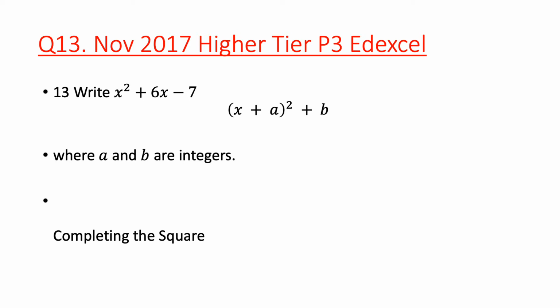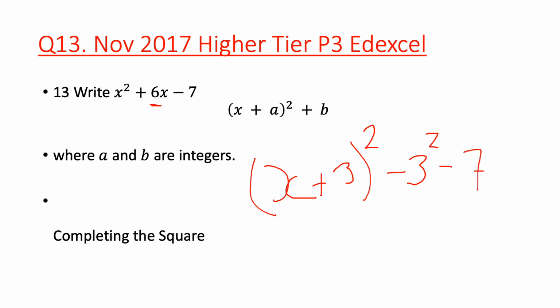Right guys, question number 13. You've been asked to write x squared plus 6x minus 7 in this form, so completing the square. What I'm going to do is half this number here, then square it, and then I subtract the square of this, and then minus 7.